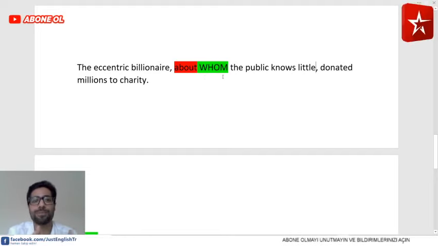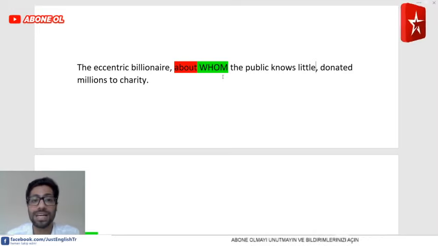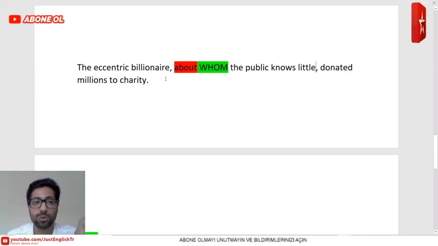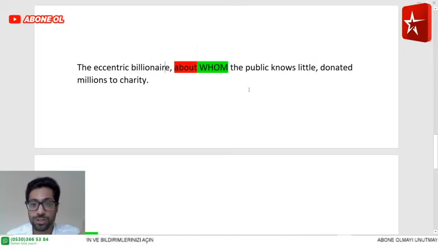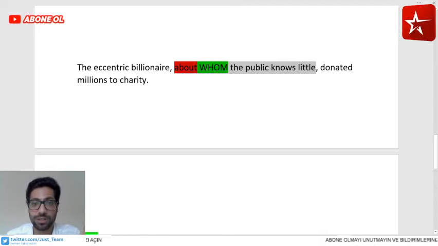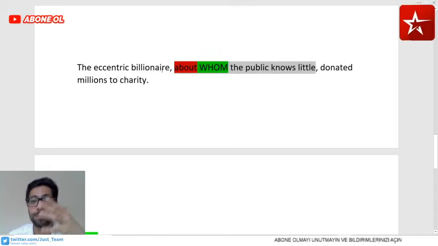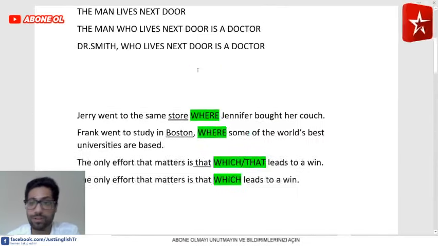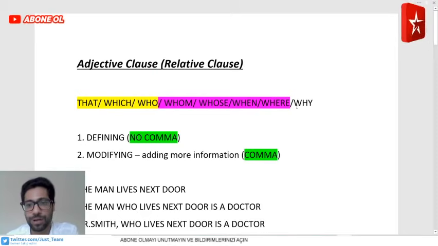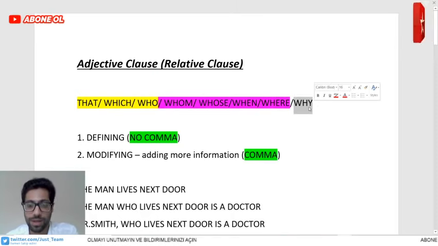That is, he's an eccentric billionaire. We don't have a name for the man. We don't have a specific man. We don't know which billionaire we are talking about. So here it is adding information: the eccentric billionaire whom the people know little about. Yes, it's adding information. Now let's go fast to why, so that we can take a break and continue with exercises.